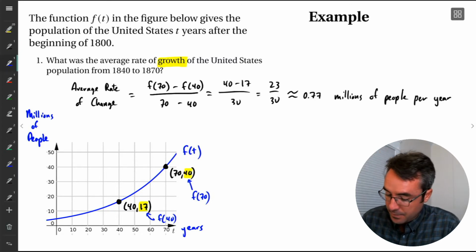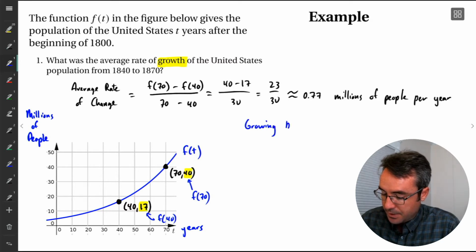And it's growing because the value is positive.